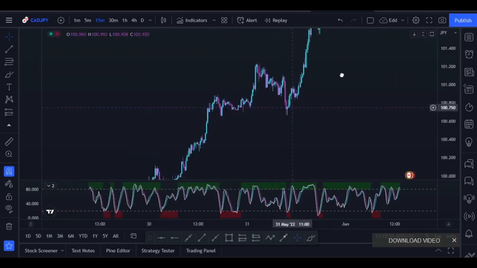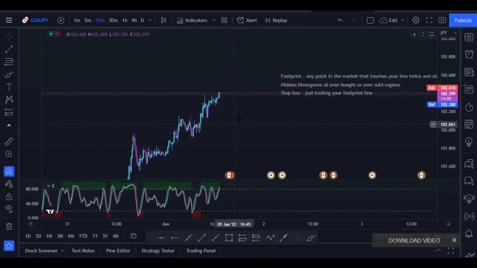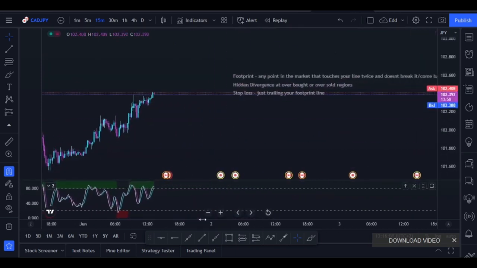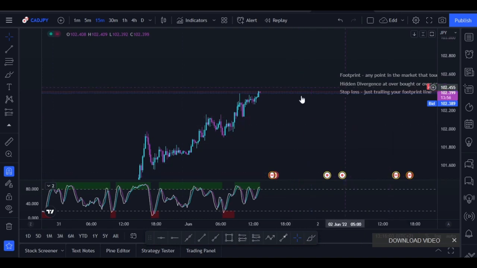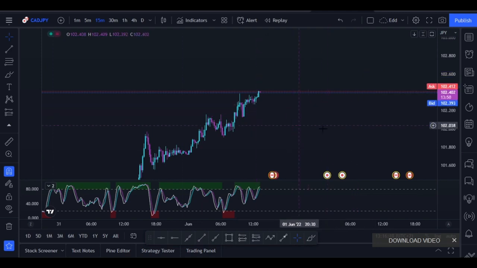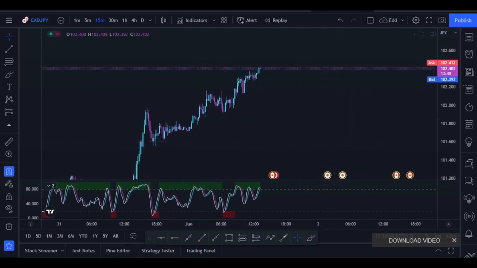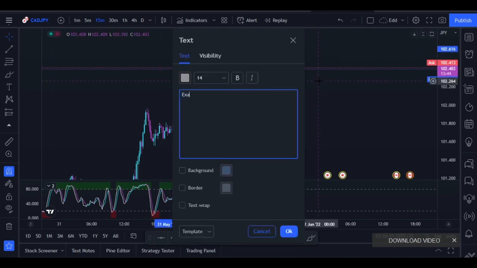Okay, now let's get to it. Now we're looking at CAD JPY. It has been in an uptrend. Okay, example number 1, CAD JPY.